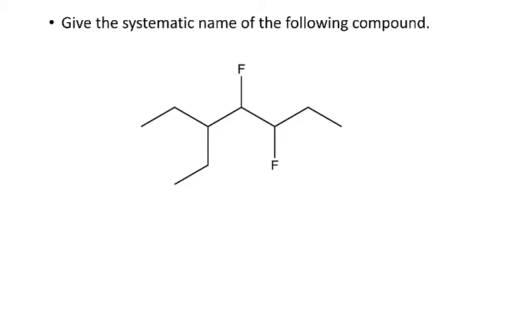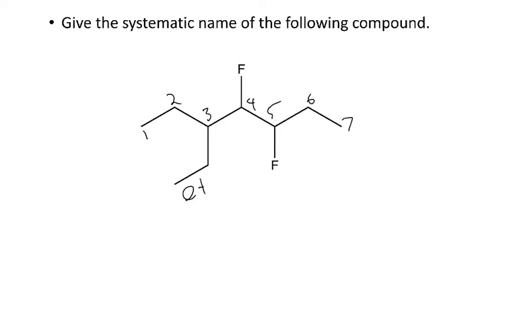So the first thing we have to do is find the longest chain. So I think 1, 2, 3, 4, 5, 6, 7, or 1, 2, 3, 4, 5, 6, 7. Doesn't matter which way I go. In each case, I've got an ethyl and a 7 carbon chain. So I need to decide which end to start numbering from. So if I go 1, 2, 3, the first substituent is at 3. 1, 2, 3, the first substituent would be at 3. So then the tiebreaker, this is an ethyl versus a fluoro, so E comes before F. So my numbering is going to be 1, 2, 3, 4, 5, 6, 7.